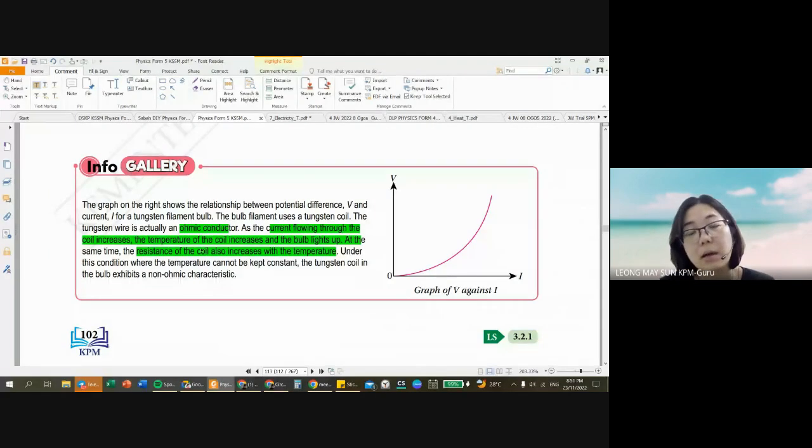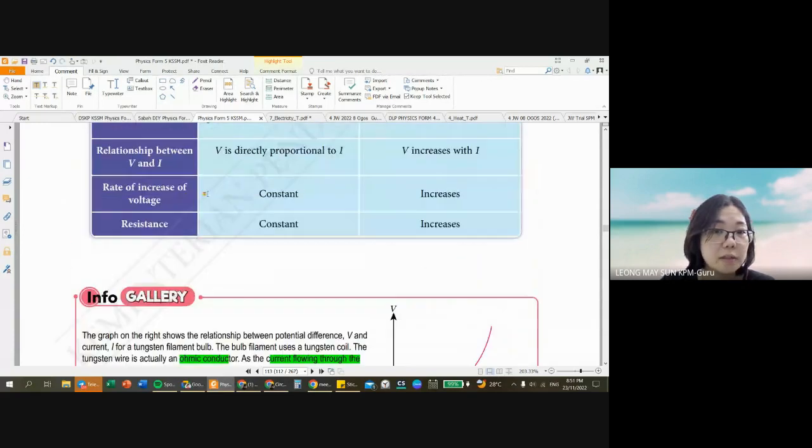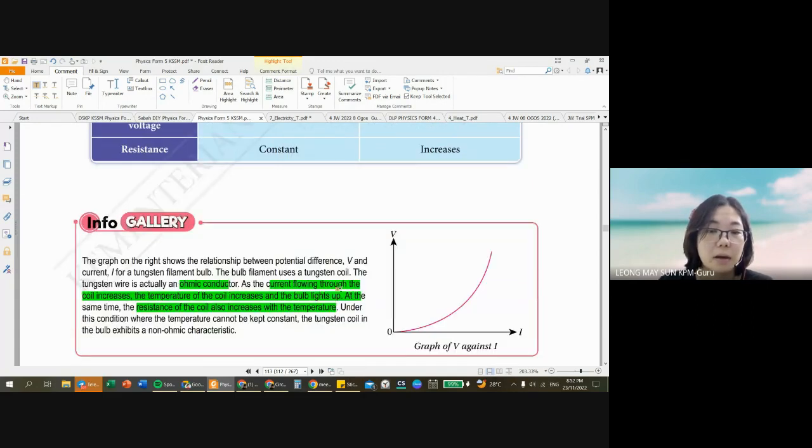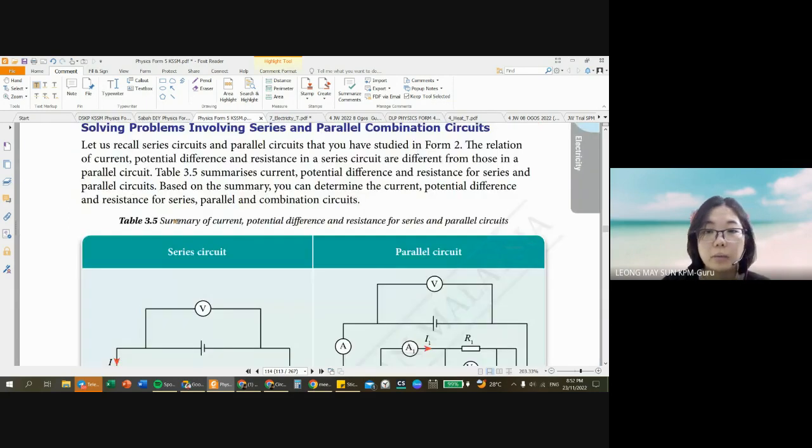Ohmic conductor means it obeys Ohm's law. The potential difference is directly proportional to the current. Resistance is constant, with the condition that temperature is constant together with the other physical quantities. Non-ohmic conductor: the potential difference does not increase proportionally with the current. Why? Because when the current flows through it, the temperature increases, the light bulb lights up, but the resistance increases as well. So when the resistance increases with the temperature, it is already considered a non-ohmic characteristic. So that is ohmic conductor and non-ohmic conductor.